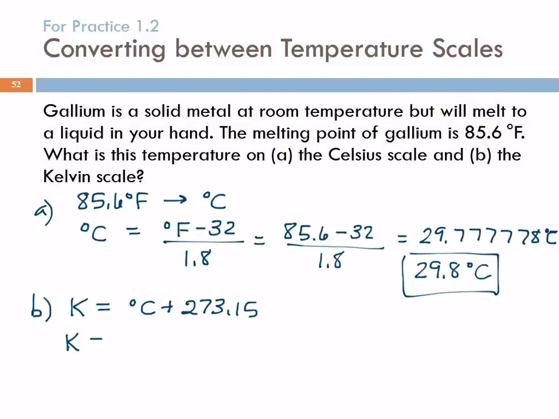So again, we're going to just plug our number in. Here we've got the 29.8, and we're adding to 73.15. Calculator says 302.95. The unit is Kelvin, not degrees Kelvin, but just plain Kelvin.